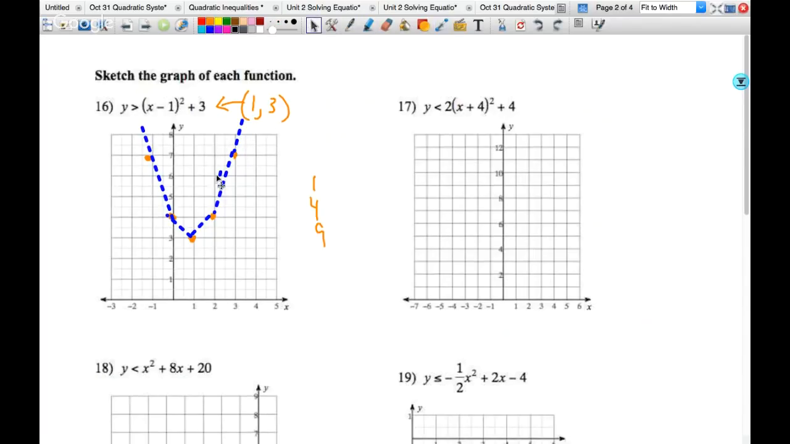Still not done. Next thing is I need to shade to one side of this parabola. Well, again, we check the symbol. The symbol says that y is greater than. Greater than makes me think above. And that's accurate. I need to shade above this parabola.